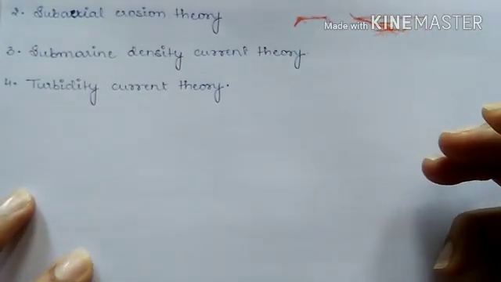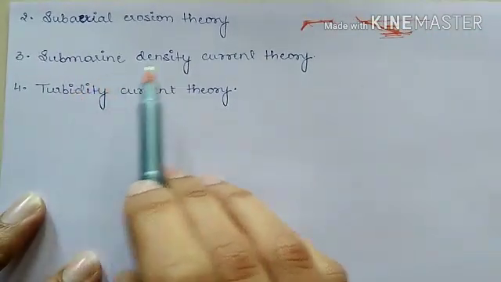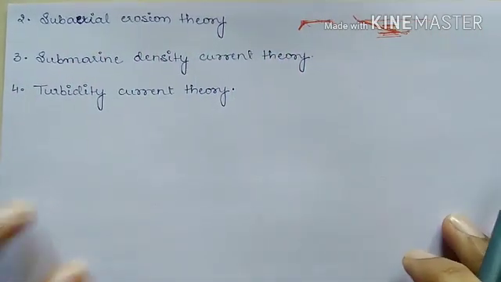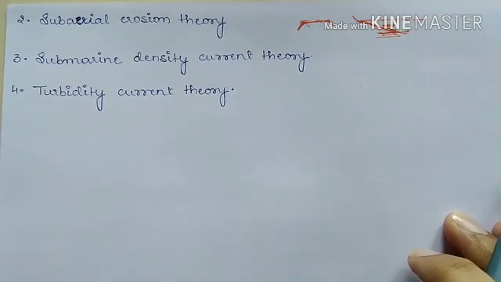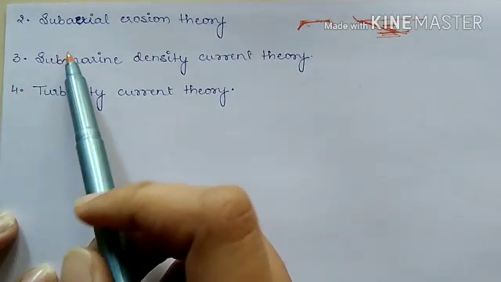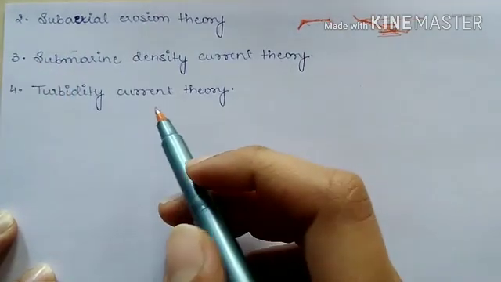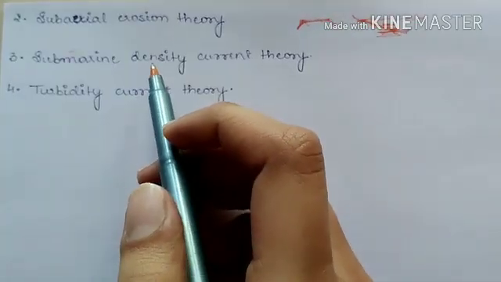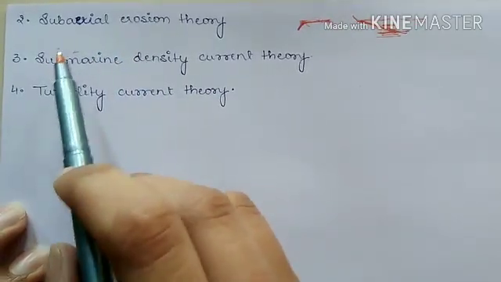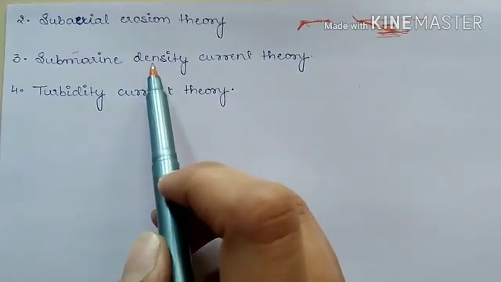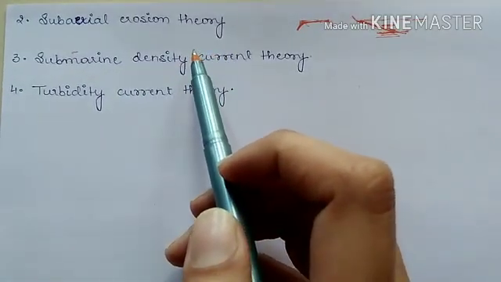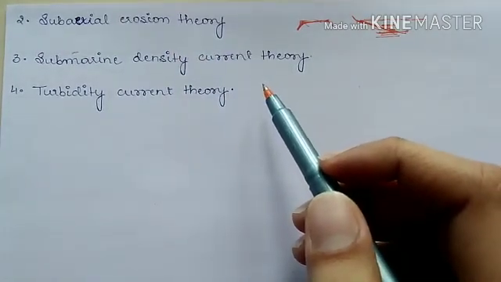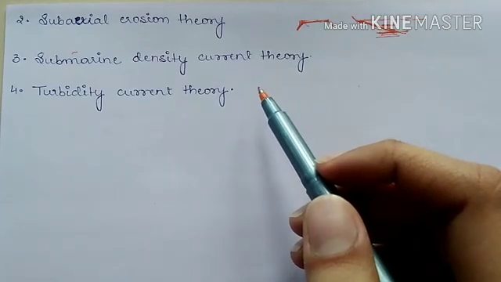Next we have the submarine density current theory. In this theory, the formation of submarine canyons is related to density currents. We have density currents that originate due to differences in density caused by temperature and salinity variation.